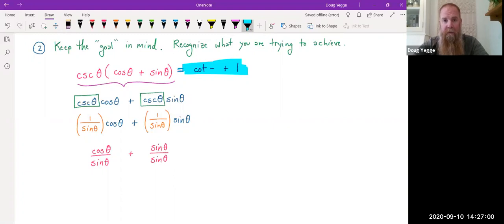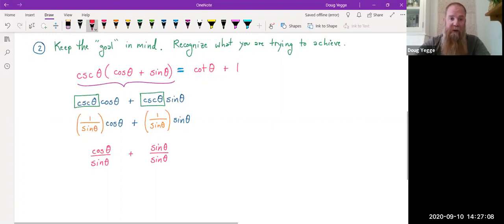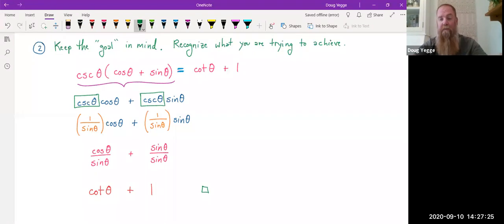Okay. And so now, at the last step, I should recognize that cosine theta over sine theta is in fact cotangent theta. And I should also recognize that sine theta over sine theta is 1. And I have now completed my proof. Sometimes we can put a little square at the end just to show I've done my proof.